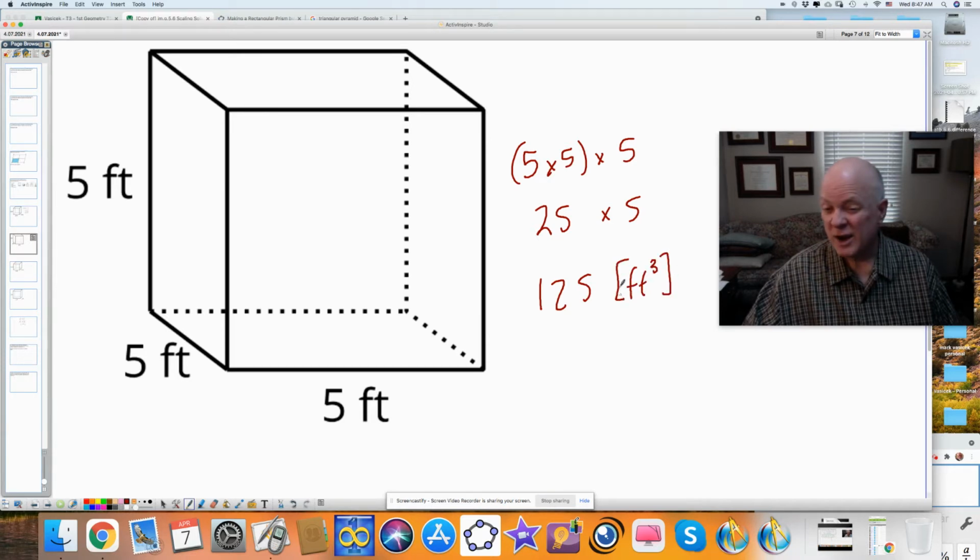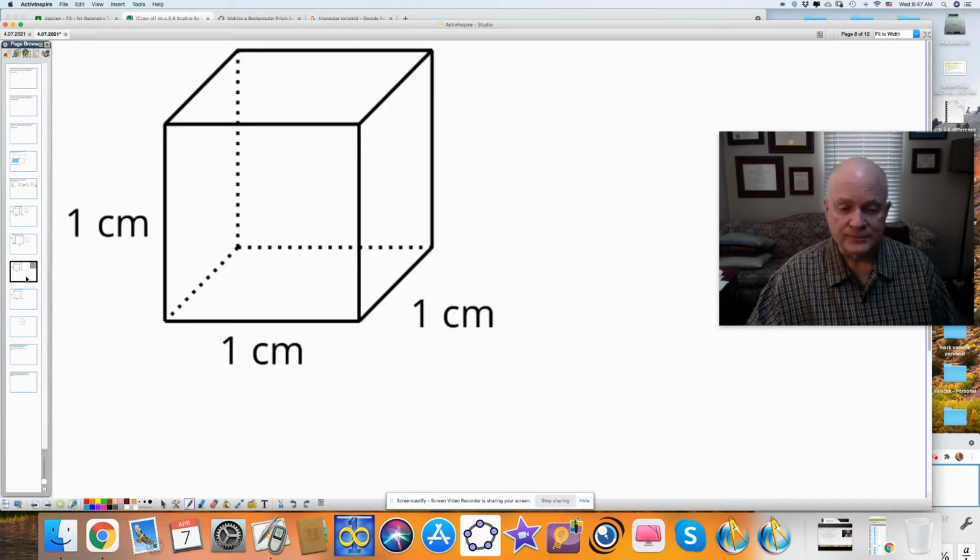I'll put the units in brackets. I'd like to see that, and circle my answer. Here we have 1 times 1 times 1. 1 times 1 times 1 is 1. And my units, again, I've got a length, a width, and a height component, so this would be centimeters cubed.